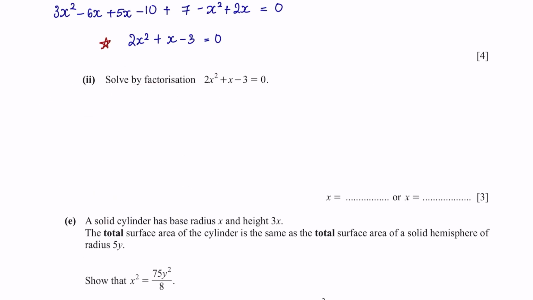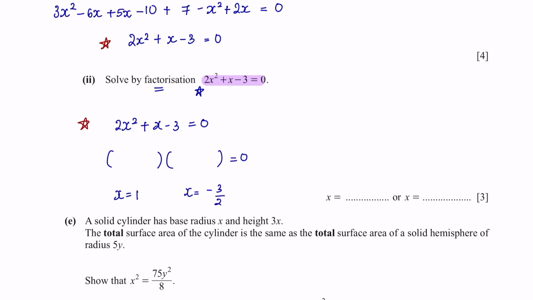Next question, part 2. Solve by factorization 2x squared plus x minus 3. So when you have a quadratic equation and you are asked to factorize, that means you're going to have to change the equation into 2 brackets like this. If you use the shortcut in your calculator, you'll get the first value of x equal to 1 and the second value of x is negative 3 over 2. So we will just go backwards.